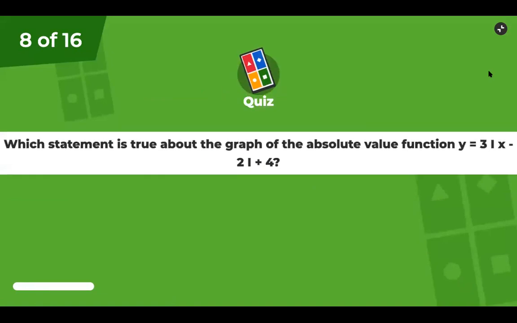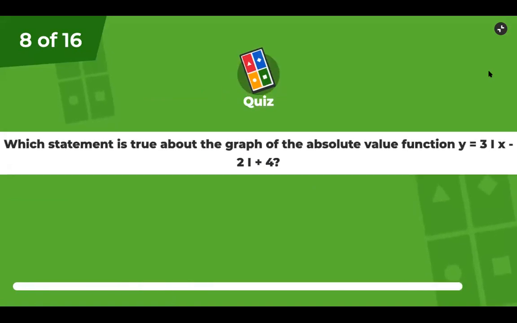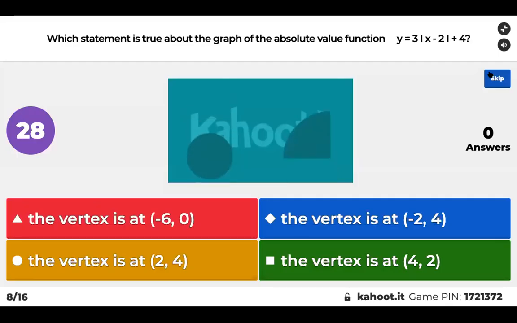All right. Talking about the graph of the absolute value function.